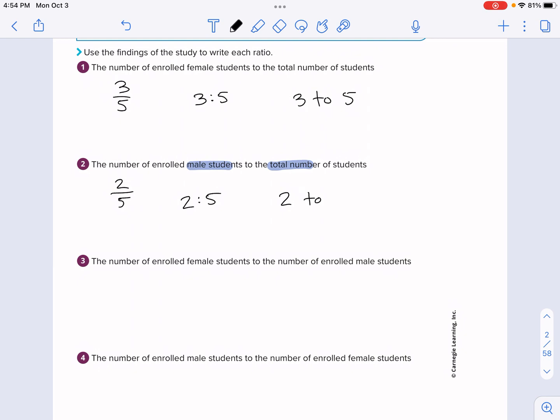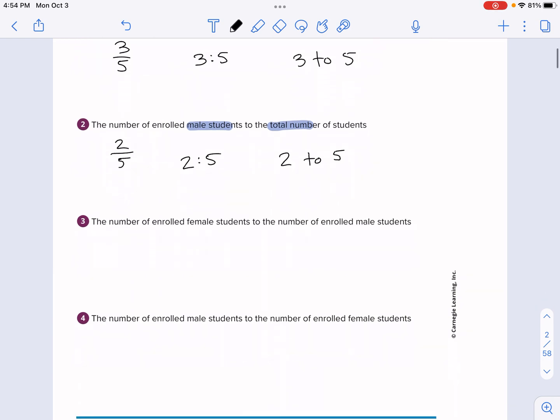2 to 5. All right, and then these other two are slightly different. I'm going to go through number 3, and I'm going to ask that you pause and try to figure out number 4. But number 3, the number of enrolled female students to the number of enrolled male students. So we're not looking at total anymore.